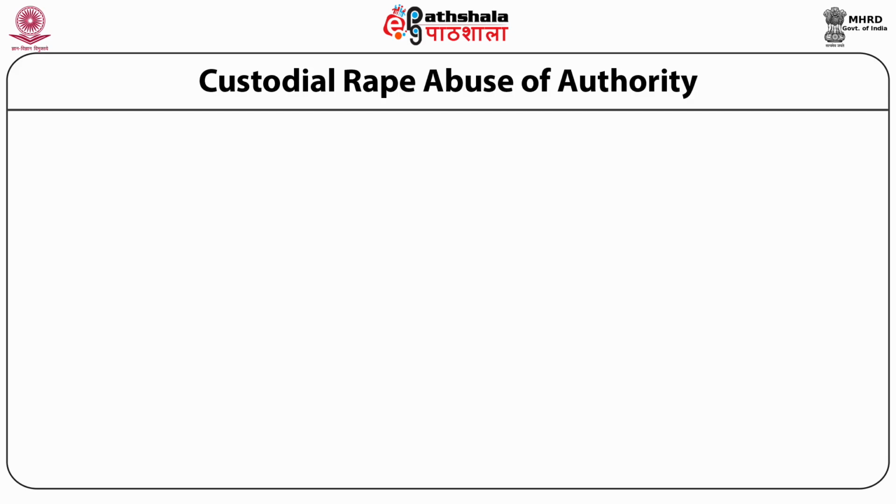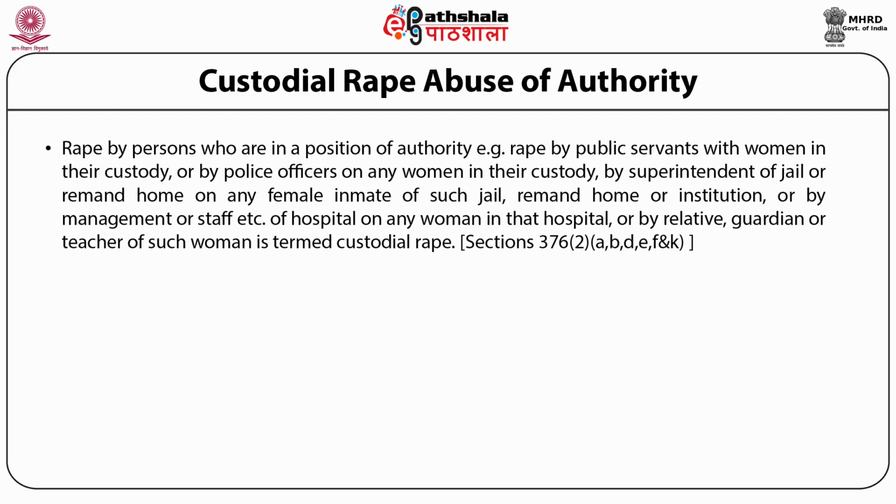The law says that rape by persons who are in a position of authority, for example, rape by public servants with women in their custody, or by police officers on any women in their custody, by superintendent of jail or remand home on any female inmate of such jail, remand home or institution, or by management or staff etc. of hospital on any woman in that hospital, or by relative, guardian or teacher of such woman, is termed custodial rape.